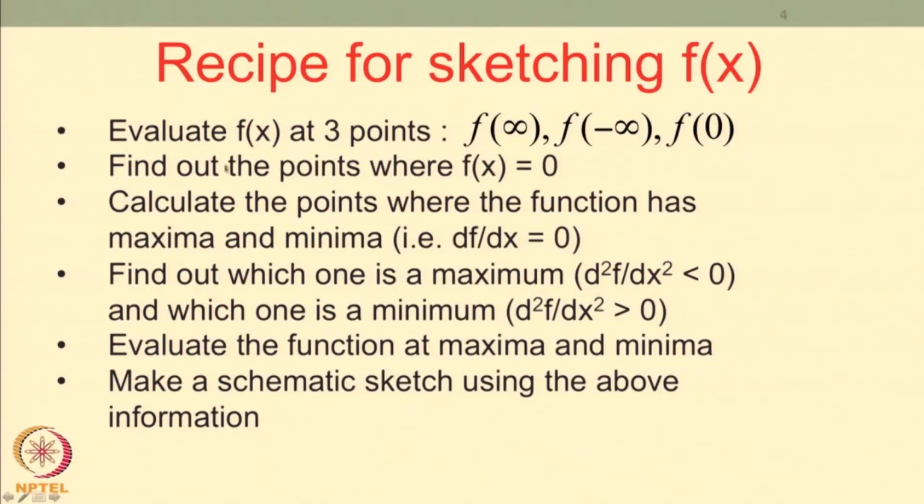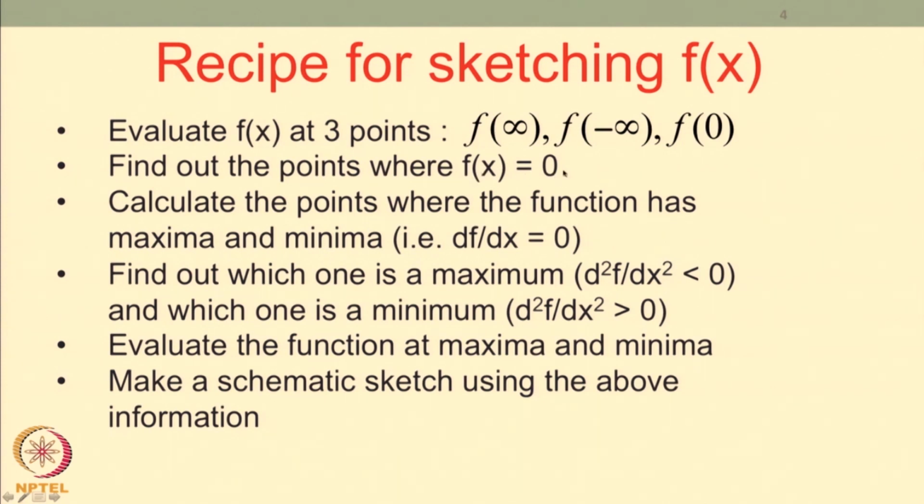So, for this we have a very clear recipe, an instruction set. It's like a set of instructions. So, what is the recipe for sketching the function f of x? Evaluate f of x at 3 points: infinity, minus infinity and 0. Even though we haven't done it so far, the function at 0 will help us plot it more precisely. Find out the points where the function is crossing 0, so when f of x equals 0.